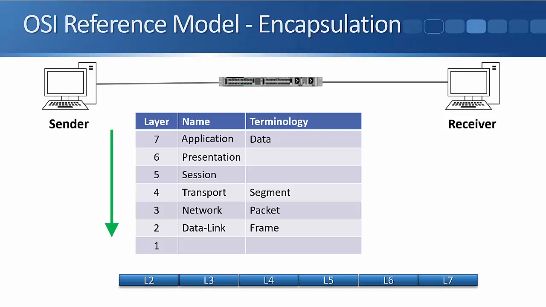So we send that one PDU. When we're looking at it from the point of view of layer 4, we call it the segment. From the point of view of layer 3, it's a packet. And from the point of view of layer 2, it's a frame.